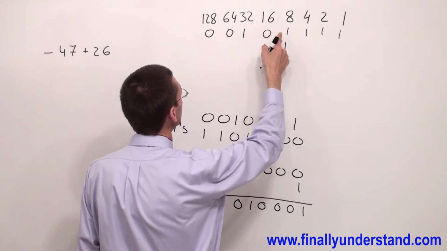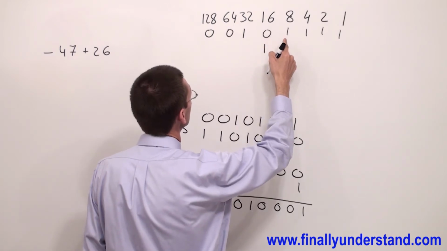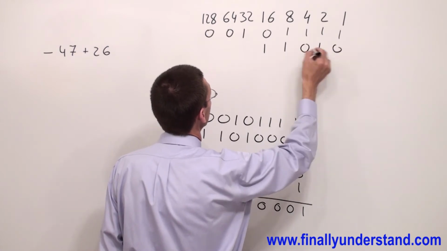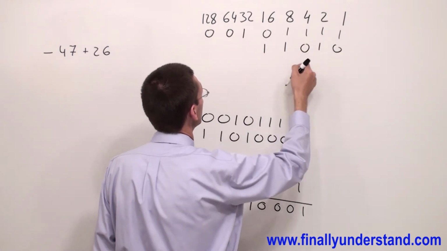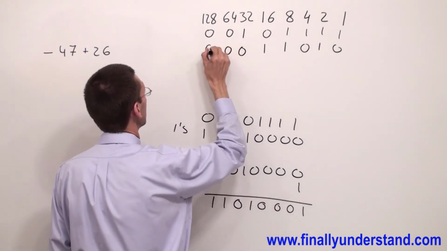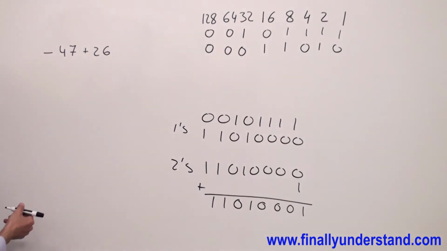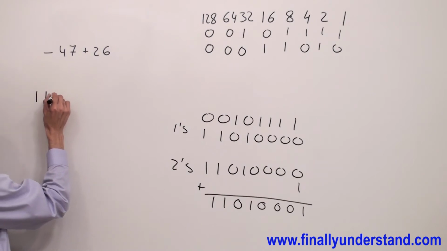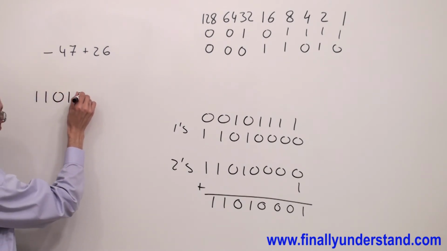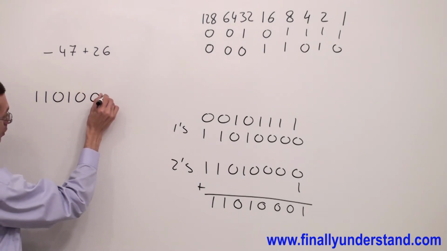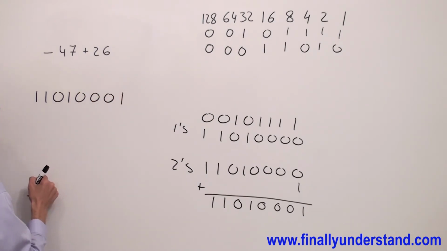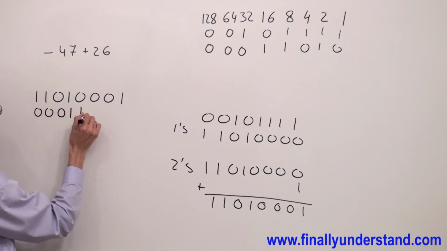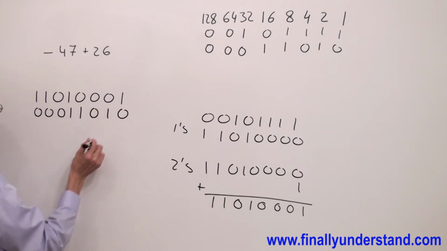16 plus 8 is 24, and I'm supposed to have 26. That's why I have to add 2. 24 plus 2 is 26. And perform the addition. So for my negative 47, I have 1, 1, 0, 1, 0, 0, 0, 1, plus 26. I have 0, 0, 0, 1, 1, 0, 1, 0.